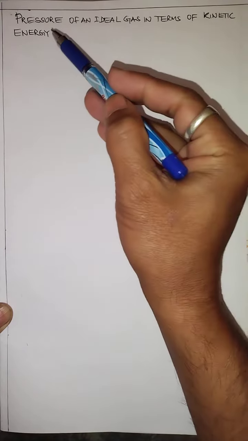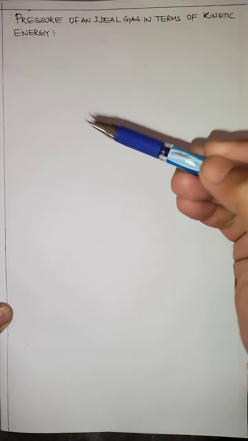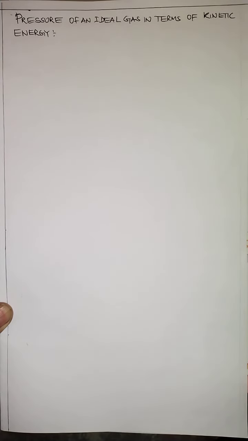Today again we continue with unit number 9, kinetic theory of gases. In today's class we continue with the expression of ideal gas pressure that we already derived in the last class. The pressure of an ideal gas can be written in terms of the kinetic energy, also called the translational kinetic energy of an ideal gas.